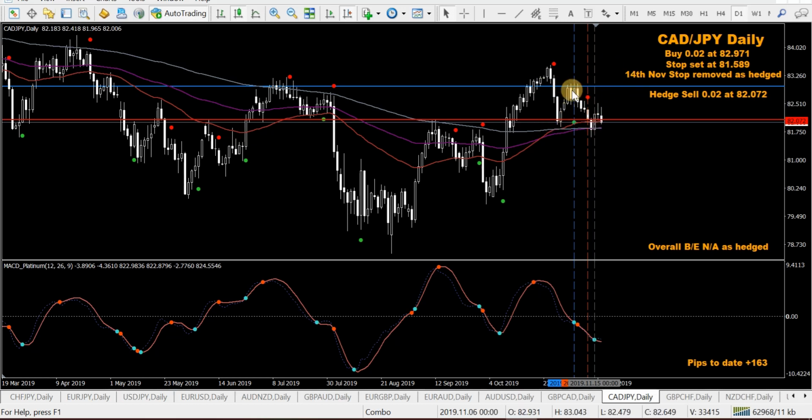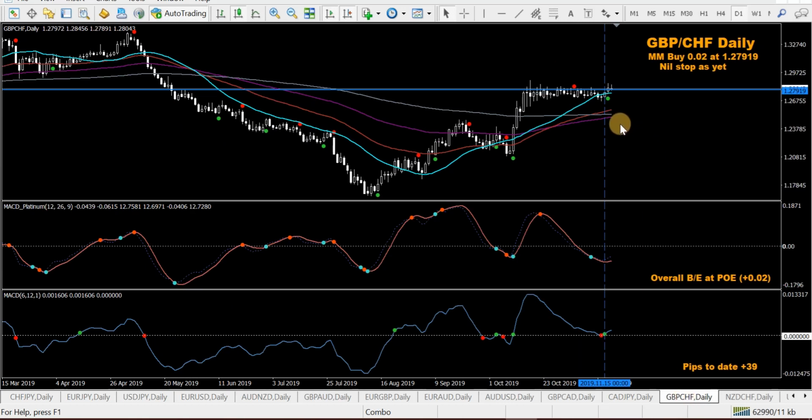And the only thing I'm losing out on is the swap or the overnight interest rate. So it's a pair I'm confident I can trade out of. But yeah, the stop was set, stop removed as hedged. Don't generally want to do that. You definitely don't want to do it and not do anything else. So it's not a good habit to get into.